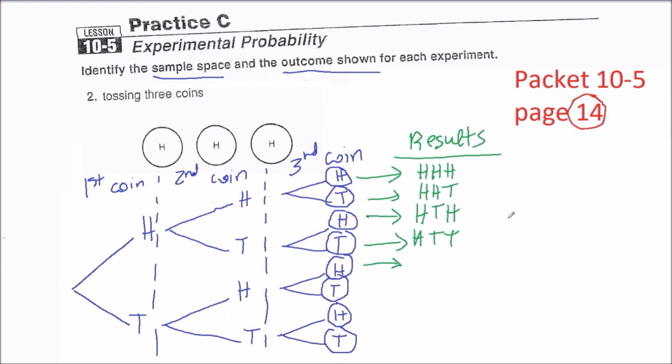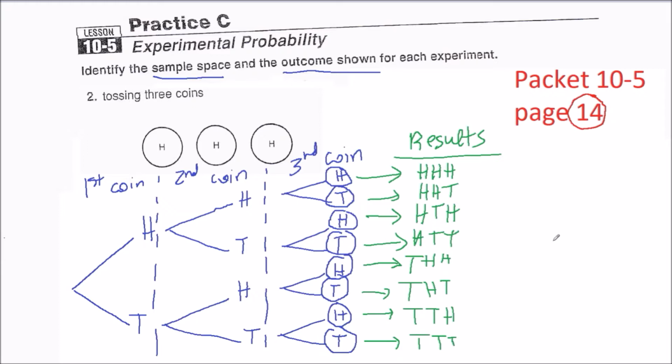Tails, then heads, then heads. Oh boy. My pen is not working here, so I'll have to use the mouse. Tails, then heads, then heads. If I wind up here, tails, heads, tails. If I wind up right here, this is tails, tails, heads. And if I wind up at the bottom, this is tails, tails, tails. Tails on all 3 coins.